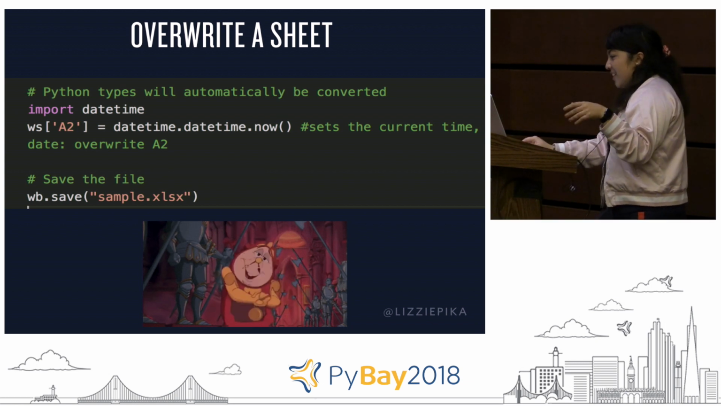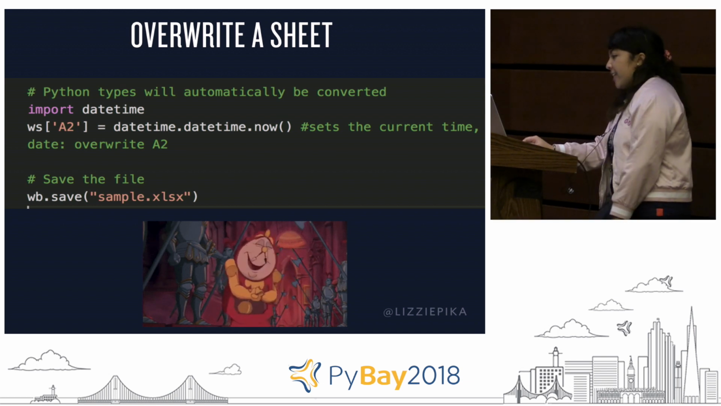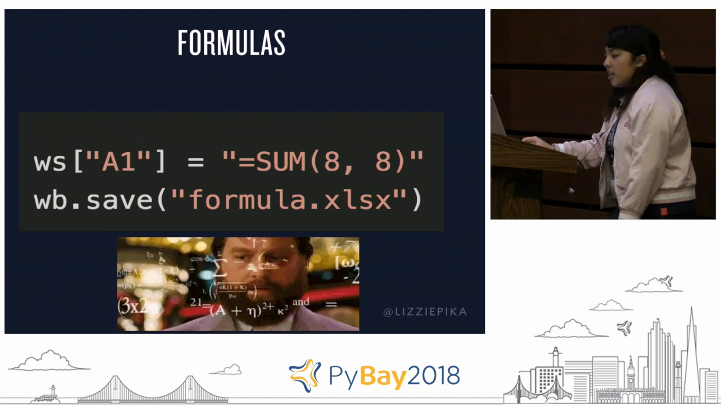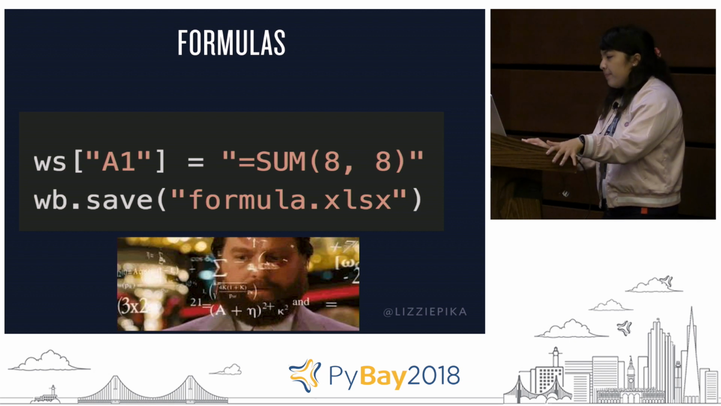But trust me, cell A2 would no longer be Grace Hopper. It would be the current time and date. You can also use Excel formulas in Openpyxl. Here we set this cell to be the sum of 8 and 8.